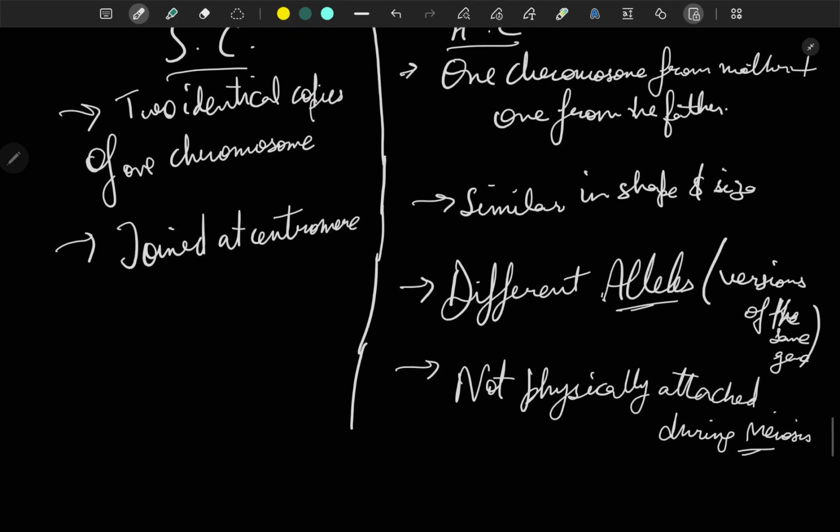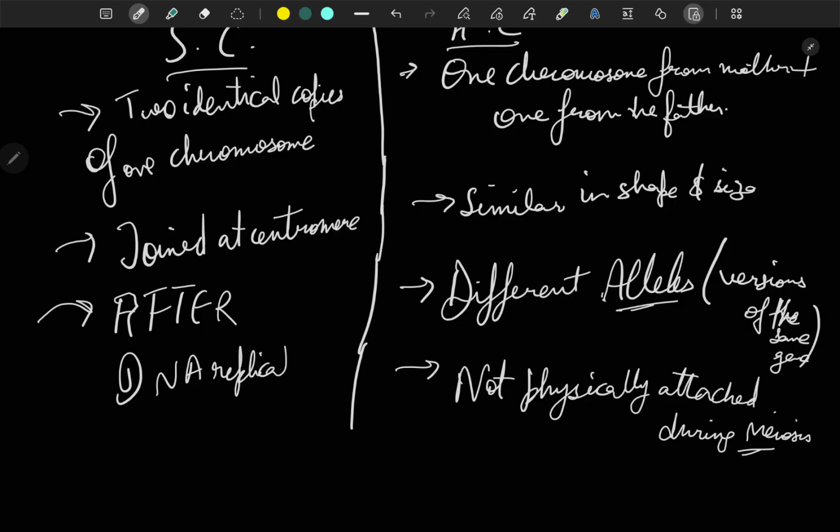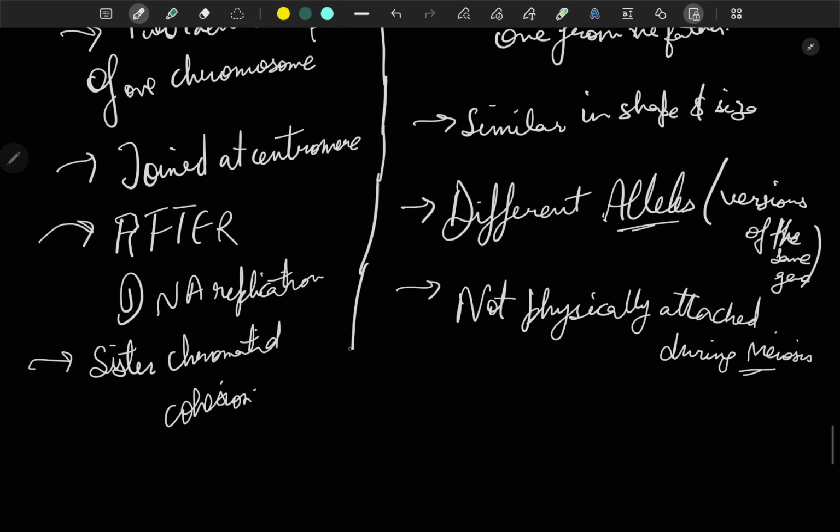Now, sister chromatids. They are formed by what? After DNA replication. They are held together by sister chromatid cohesion, I told you earlier. So together, sister chromatids are one duplicated chromosome.